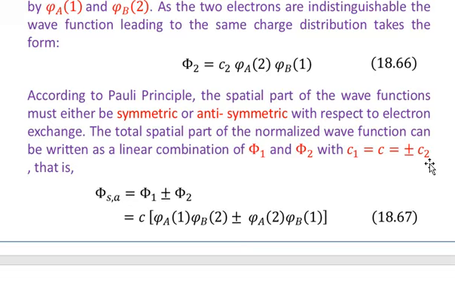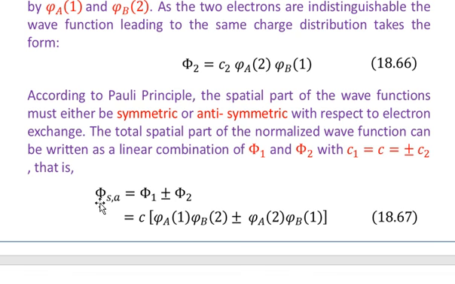So if there is a plus sign, it means that we are talking about the symmetric wave function, and when there is a negative sign with the C2, we are talking about the antisymmetric wave function. So C1 is equal to plus minus C2, and we can set the two values equal to C. So we can use a single parameter, a single constant C.